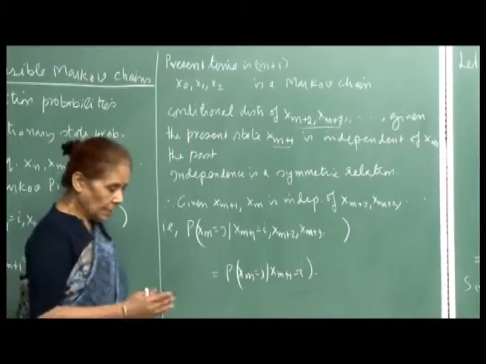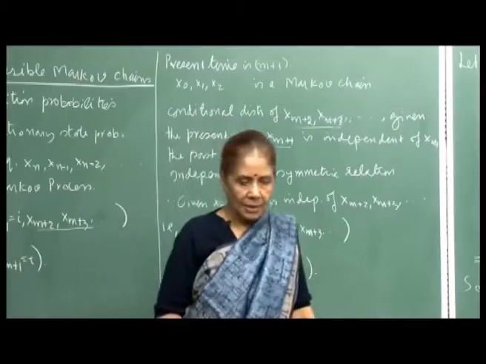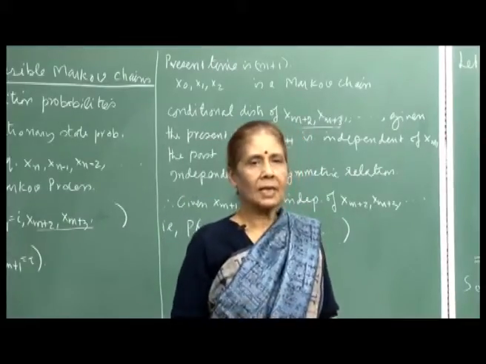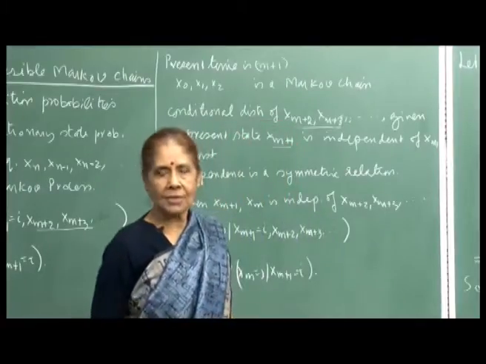Now, we know that independence is a symmetric relation. If you say that x i and x j are independent, that means x j and x i are also independent. So, it is a symmetric relationship.